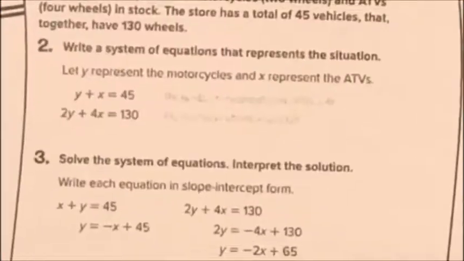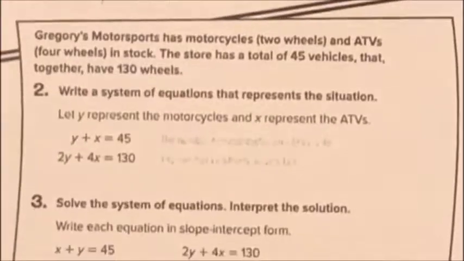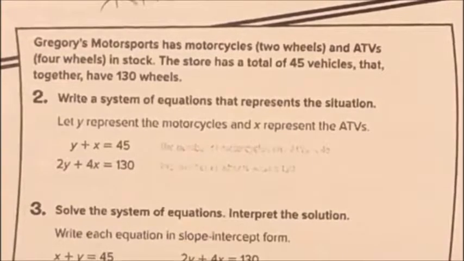Number 2 says Gregory's Motorsports has motorcycles, 2 wheels, and ATVs, 4 wheels in stock. The store has a total of 45 vehicles that together have 130 wheels. Write a system of equations that represents the situation. So we're going to write the system. Let y represent the motorcycles and x represent the ATVs.